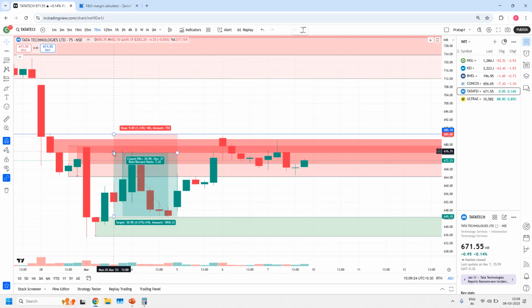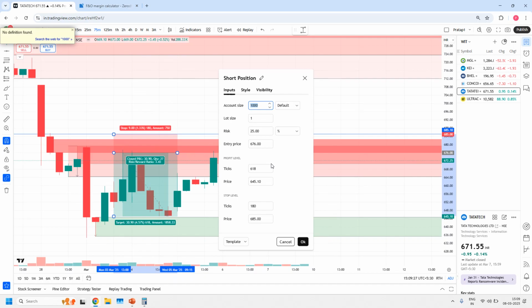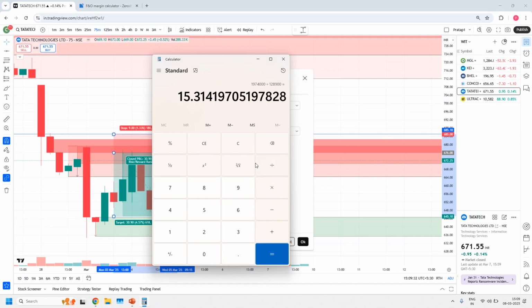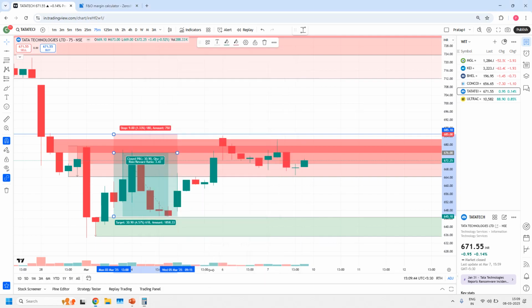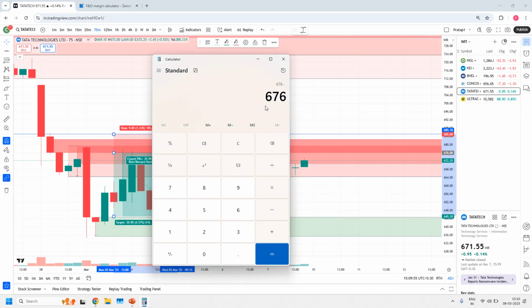Okay, how much profit would it have given you? Let us do rough calculations. Your entry is 677, minus, what is the profit level? 645.10. See, the low of this candle is 645, and 645.10 is our target. So our trade would have been executed and we would have booked the profit. So 30.9 rupees you got as profit.